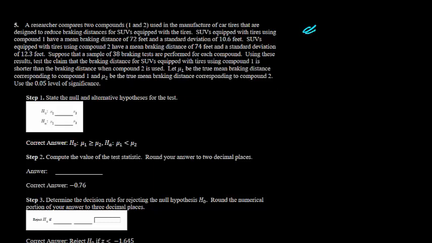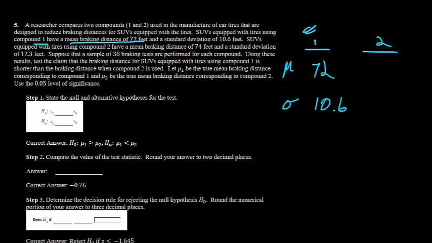So here we have two compounds, 1 and 2. Okay. So we have compound number 1. We have compound number 2. This is going to be a lot easier if you write these little cheat sheets with your notes. There are two different compounds that manufacture car tires. They're designed to reduce braking distances. The SUVs equipped with the tires in compound 1 have a mean braking distance of 72 feet, with a standard deviation of 10.6.